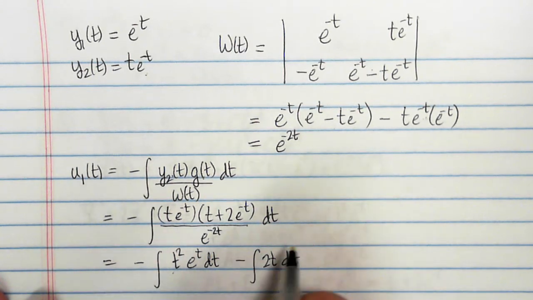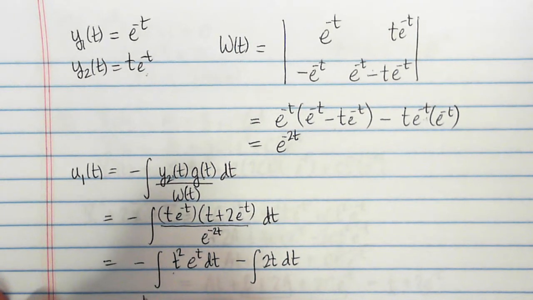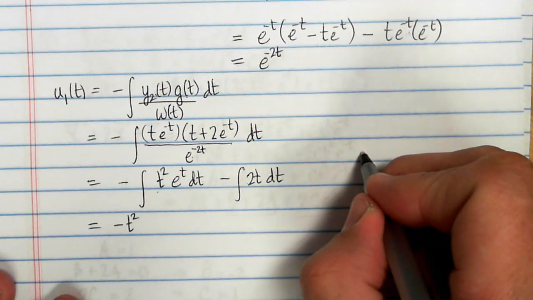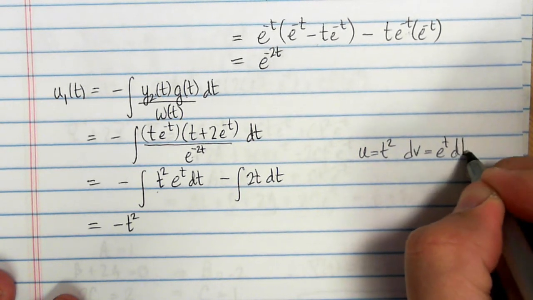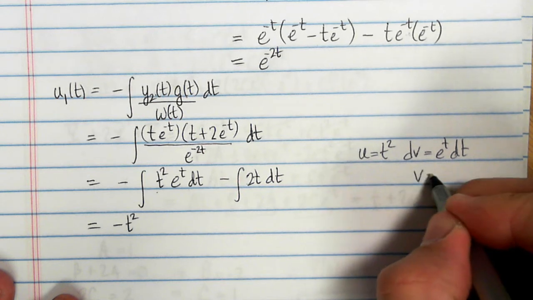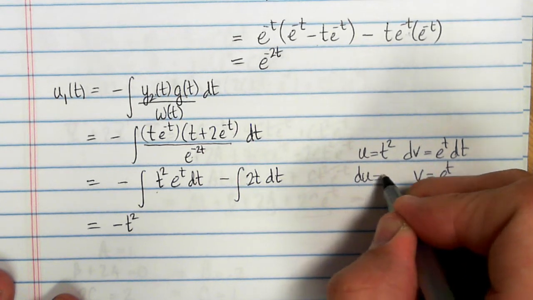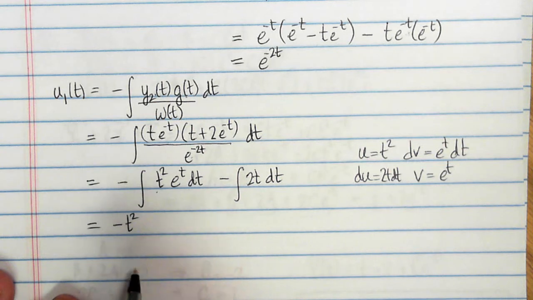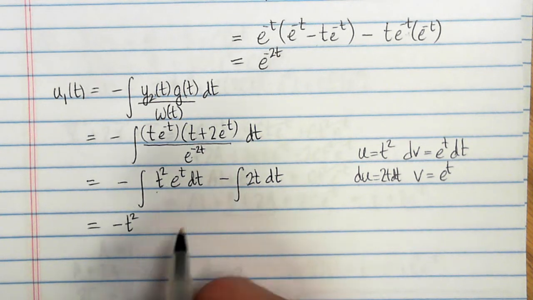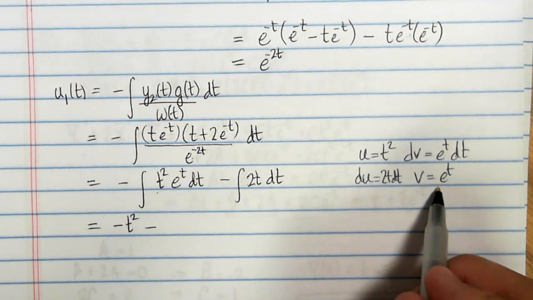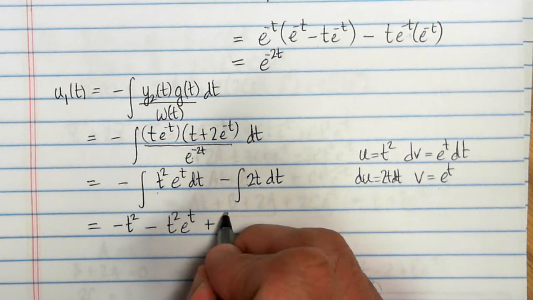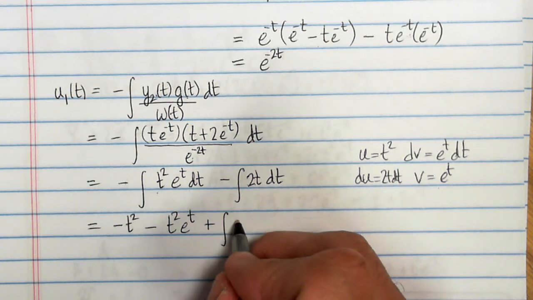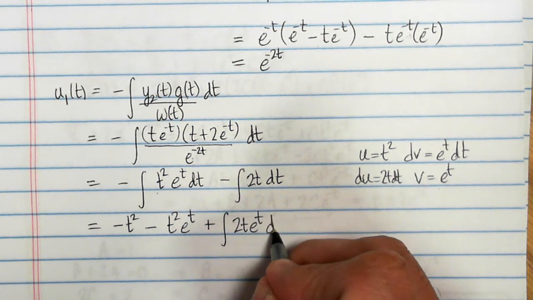Okay, now clearly this integral is easy to get, negative t squared. This one I have to do integration by parts, and do parts twice. So u is equal to t squared, dv is equal to e to the t dt. So that means that v is equal to e to the t, and du is equal to 2t dt. So starting the integration by parts, we get minus u times v, t squared e to the t. Then minus and minus becomes plus integral of v du, 2t e to the t dt.